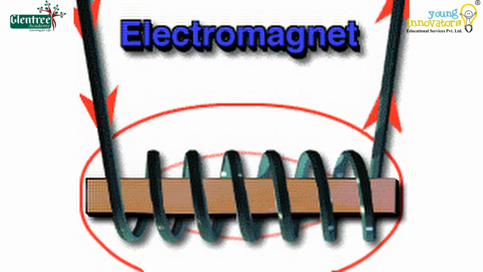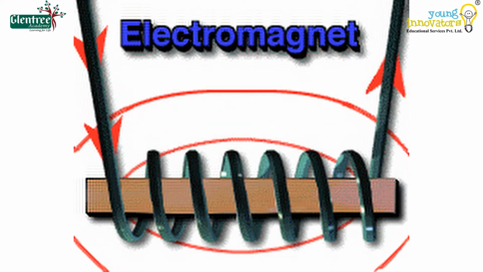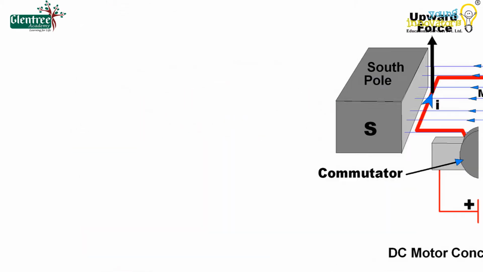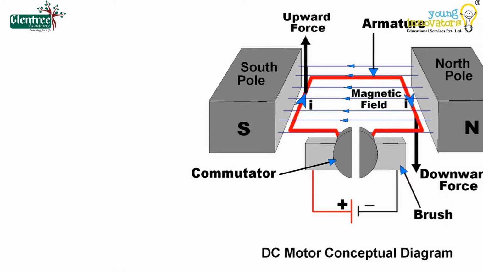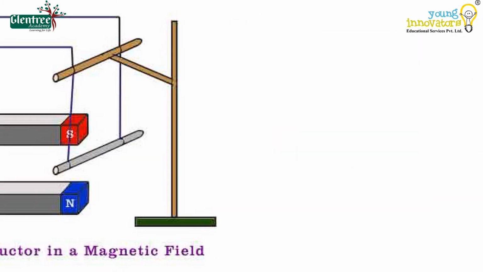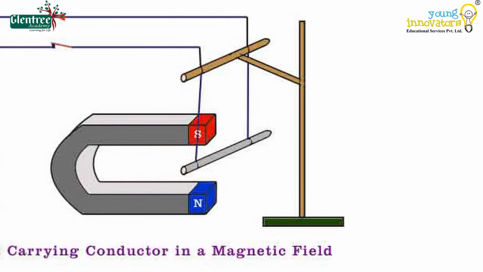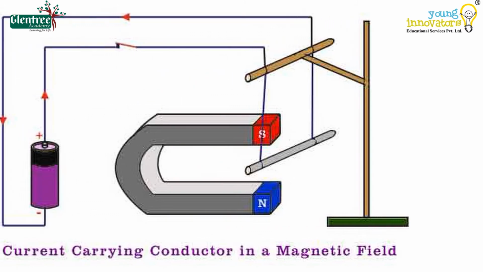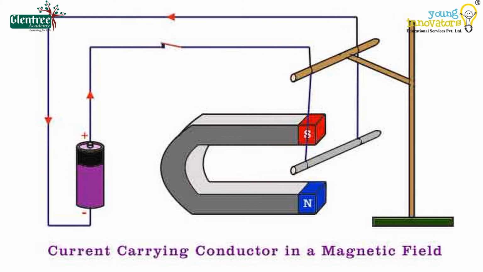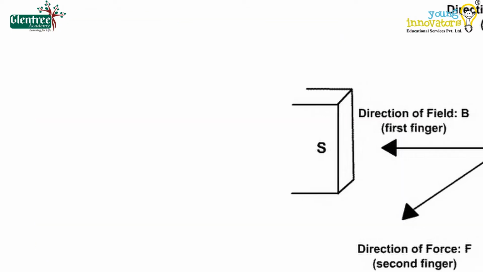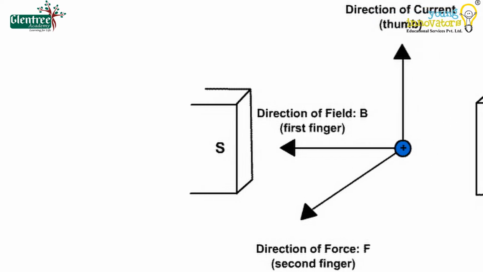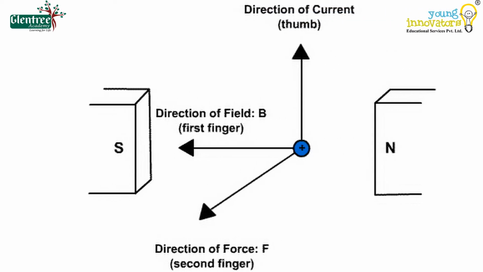To understand this working principle, we need to understand electromagnetism and the motor's construction. Electromagnetism is the interaction between current-carrying conductors and magnetic fields. The principle of electromagnetism tells that whenever a current-carrying conductor is placed in a magnetic field, it experiences a force, and this force will always be in a perpendicular direction to the magnetic field.